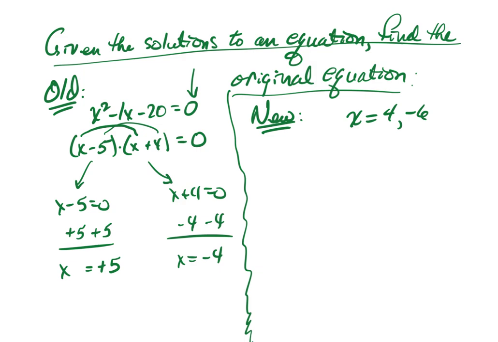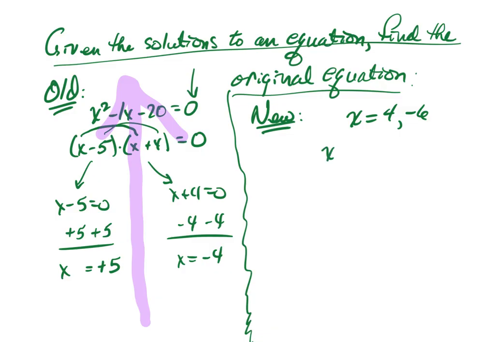Well, now to do our new problem, to find the original equation when we're told what the solutions are, we're just going to work this problem in reverse. We're just going to do this problem backwards. And here's how it works.